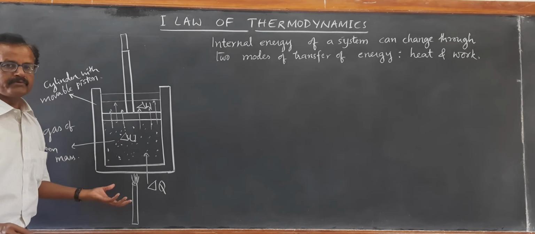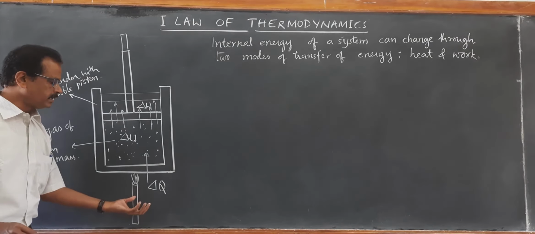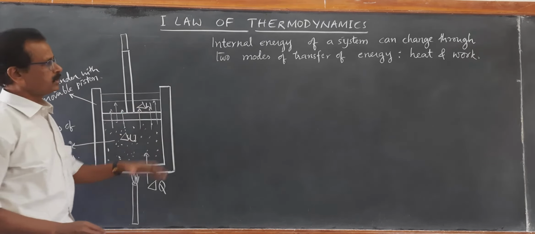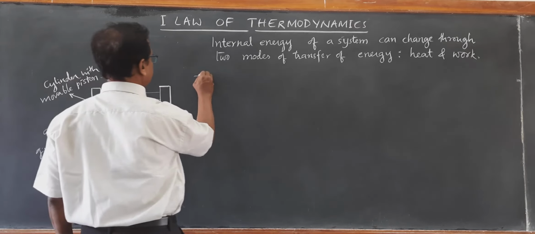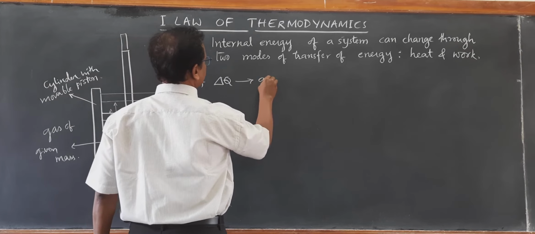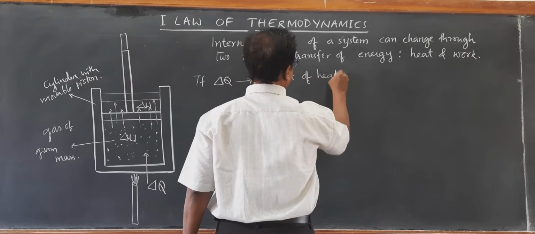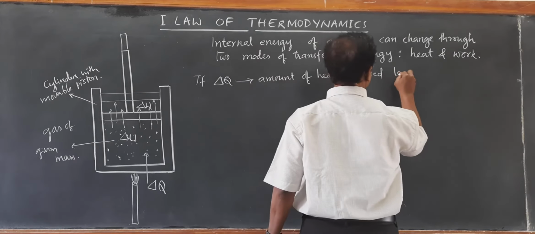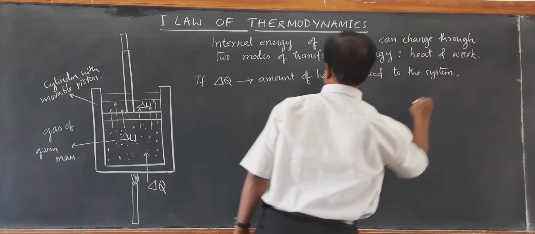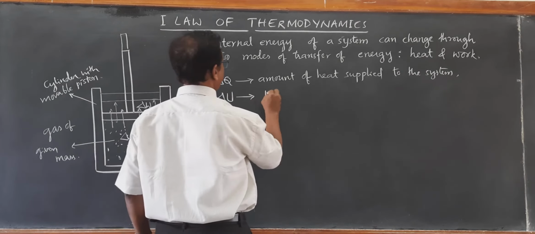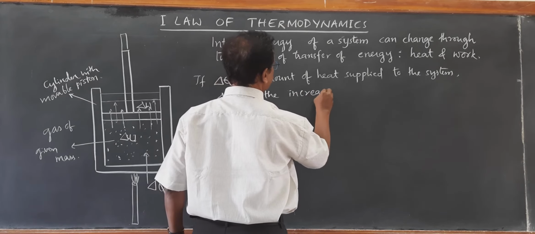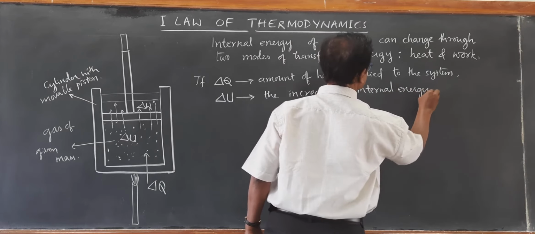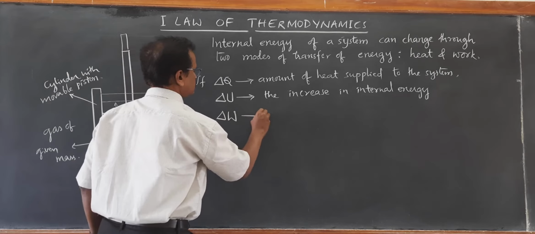So if you look at this from the point of view of conservation of energy, the amount of heat supplied is utilized in increasing the internal energy and in doing the work. That is what we call the first law of thermodynamics. Delta Q is the amount of heat supplied to the system. Delta U is the increase in internal energy, or change in internal energy. Delta W is the amount of work done.